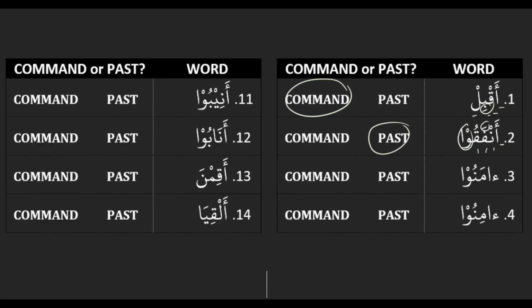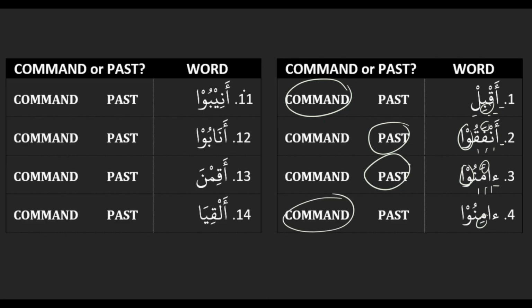Amanu. Hamza at the beginning. And then followed by three letters. We're counting the alif here because it's not at the beginning. So we have three letters. Hiding our indicator. Second to last letter is the meem, and that has an A, so that's past. Aminu. Same thing, except the meem has an E, so that makes it command. Very good.